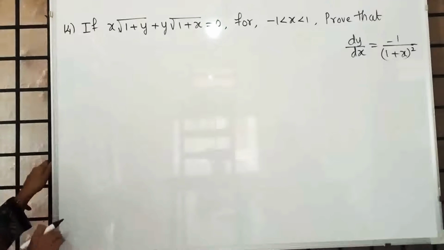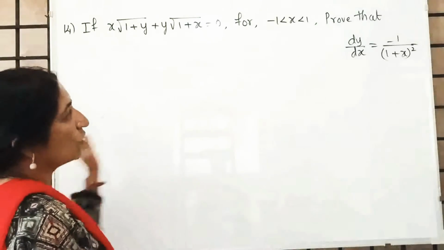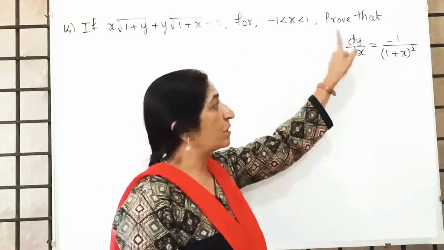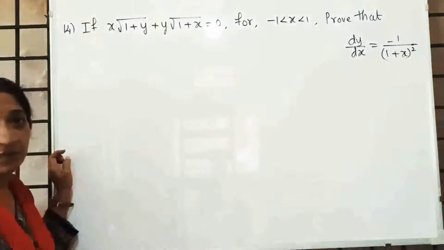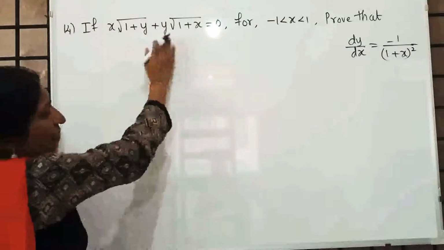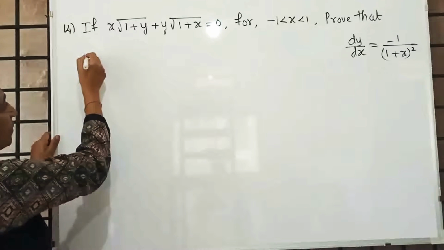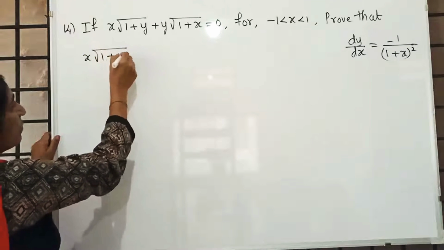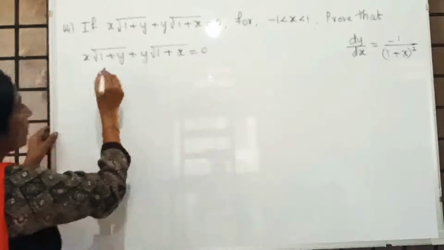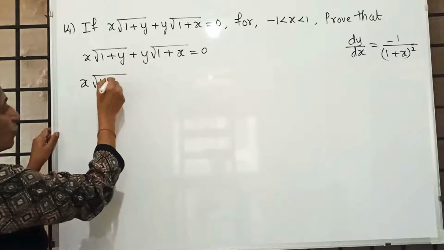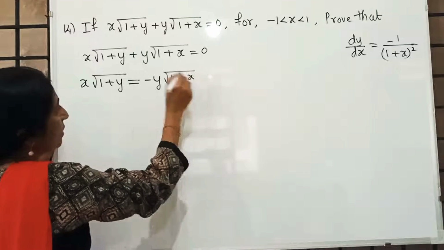Here, question number 14. If x into root 1 plus y plus y into root 1 plus x is equal to 0, x is lying between minus 1 to plus 1, prove that dy upon dx is equal to minus 1 upon (1 plus x) whole square. If you differentiate directly, you will not get the answer because in the question we have the root. So first simplify. It is x into root 1 plus y plus y into root 1 plus x is equal to 0. Now it is x into root 1 plus y is equal to minus y root 1 plus x.